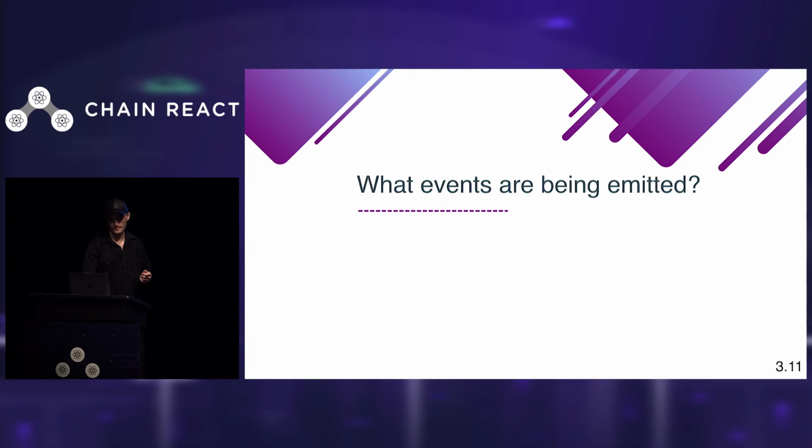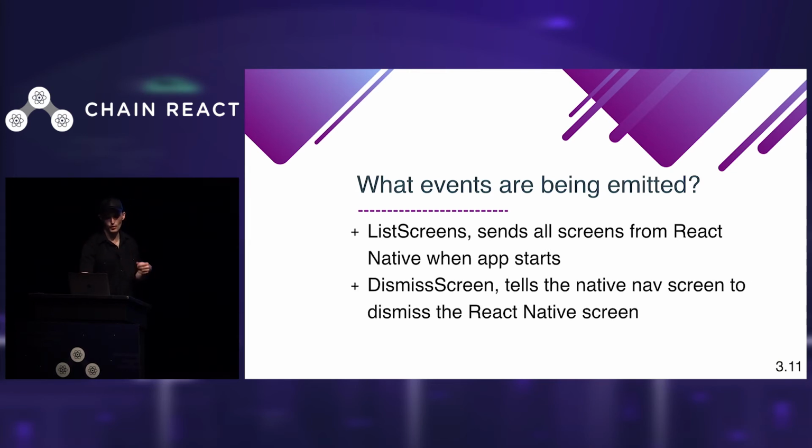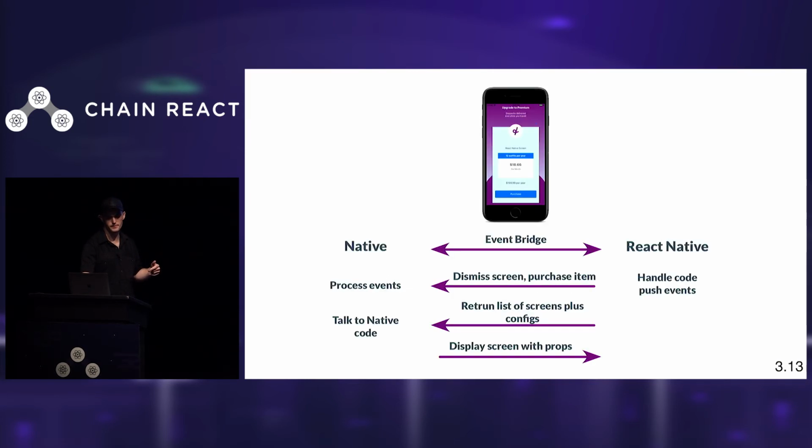So what happens? When the application starts up, when we're displaying that white screen, before any React Native is on the screen, we get a list from React Native of all the screens, and we build them into our A/B testing framework so it knows what you can display. When you dismiss a screen, we need to tell the native navigation system to dismiss the screen that's in front of the user. When we make a purchase, we need to hook into Apple Pay or whatever we're using on the native side, and we need to handle that purchase event.